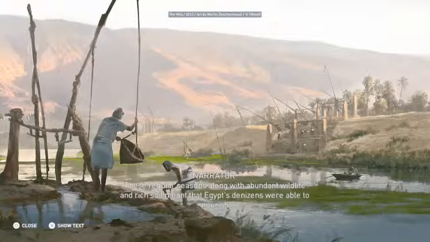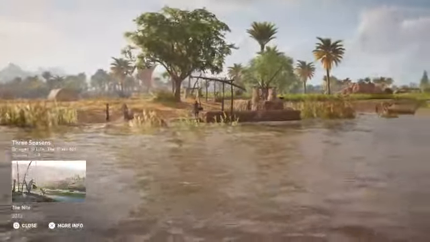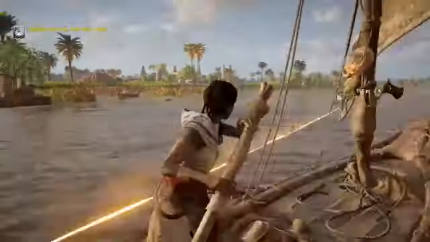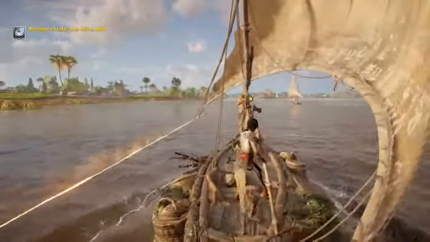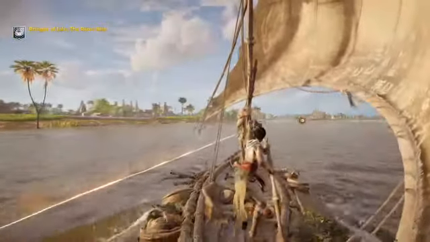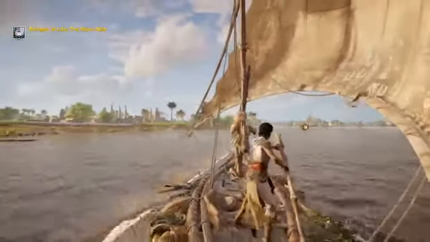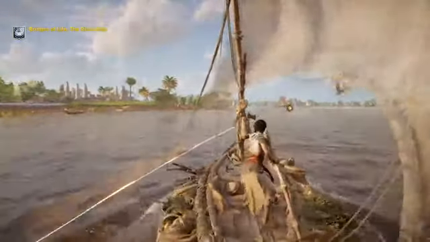These regular seasons, along with abundant wildlife and rich soil, meant that Egypt's denizens were able to nourish themselves and ensure their country's strength in trade. And there you see that. So, now we are going to move on to the next area, and learn a bit more.